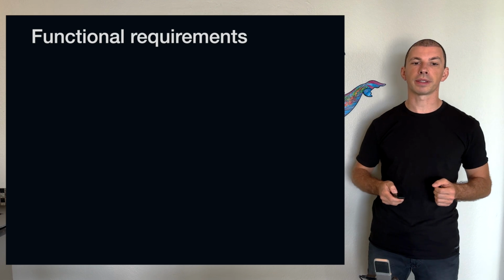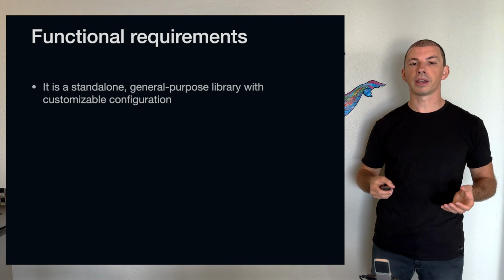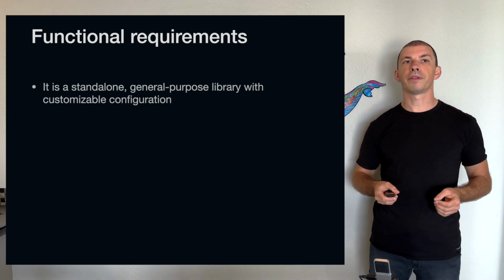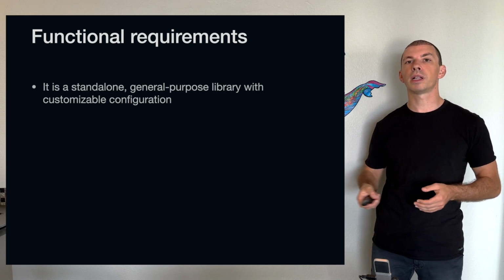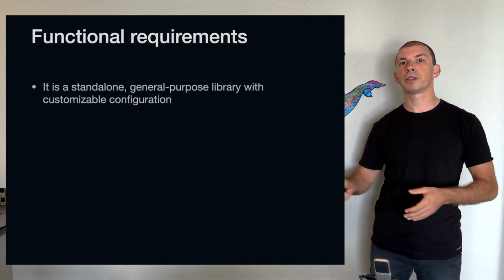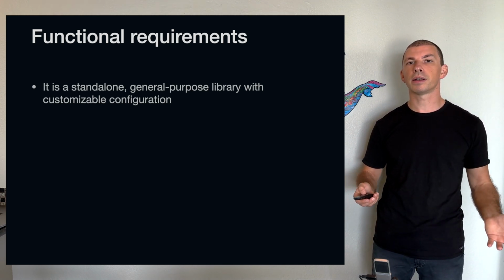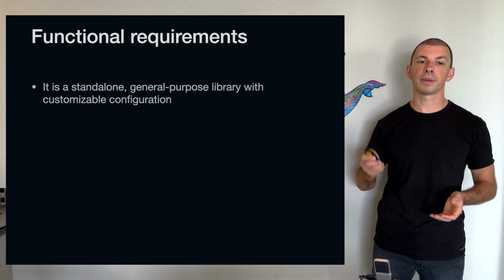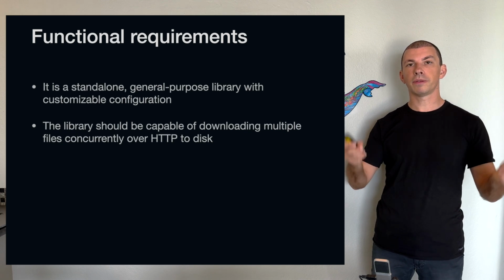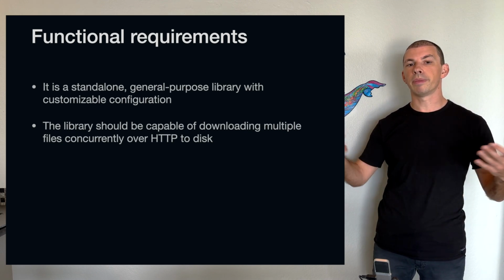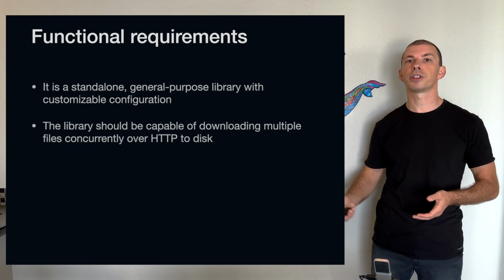Okay, so what did we gather? Some functional requirements. We're going to implement a standalone or general purpose library with some custom configuration that the users of our library, the end developers, will apply to configure the amount of parallel downloads, maybe the maximum size of the files, or something like this. This library should be capable of downloading multiple files concurrently, in parallel, over HTTP and saving them to persistent storage on the disk.